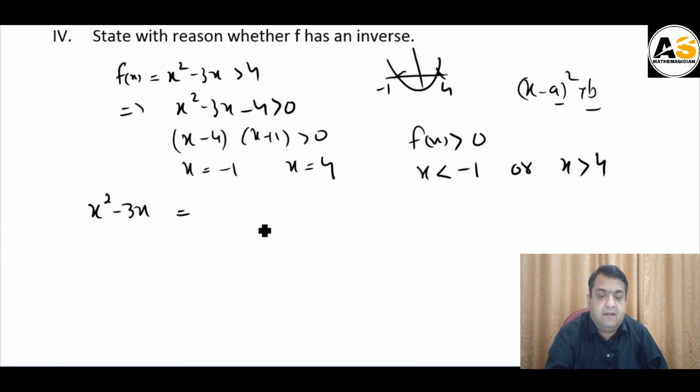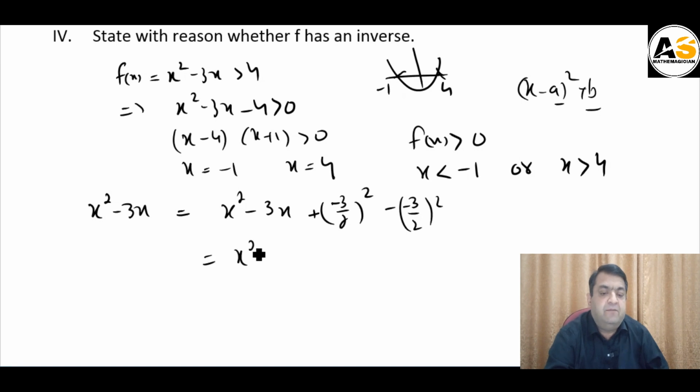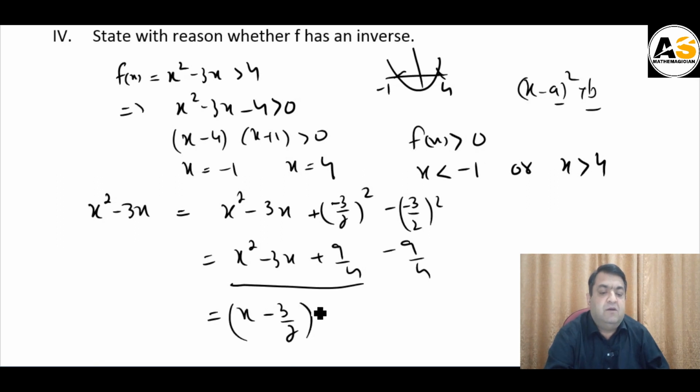So for that, you know what we do? We take half of the coefficient of x, which will be minus 3 by 2. Its square will be added and its square will be subtracted. What is the square of minus 3 by 2? 9 by 4 minus 9 by 4. So this will complete the square. X minus 3 by 2 square minus 9 by 4.